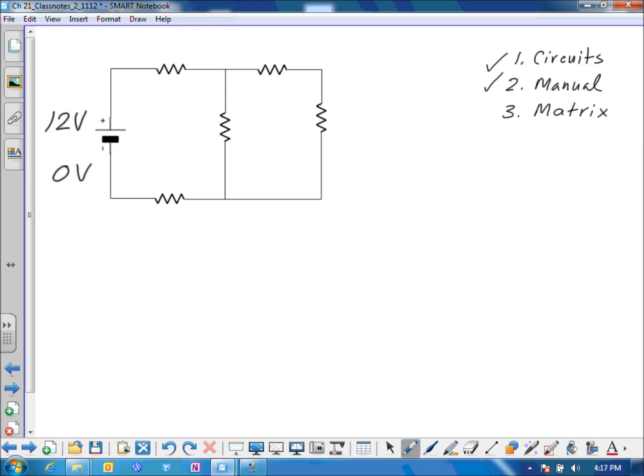Now let's assign some values to these resistances. Let's say this is 3 ohms. We'll make this one 4 ohms. We'll make this one 5 ohms. We'll be creative and make this one 6 ohms. And this one 7 ohms. Okay, so now we've defined the values of the resistances of our circuit.